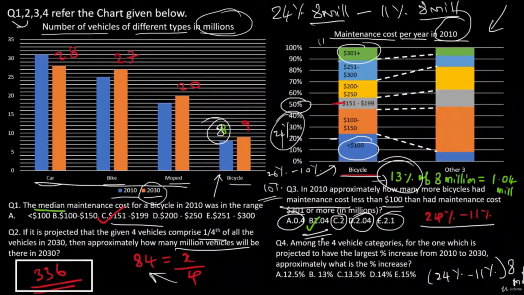All right, now let's go to the last question. It says, among the 4 vehicle categories, for the one which is projected to have the largest percentage increase from 2010 to 2030, approximately what is the percentage increase? All right, so I hope you have given this a try already. Let's do it together. I'm just making some space over here.